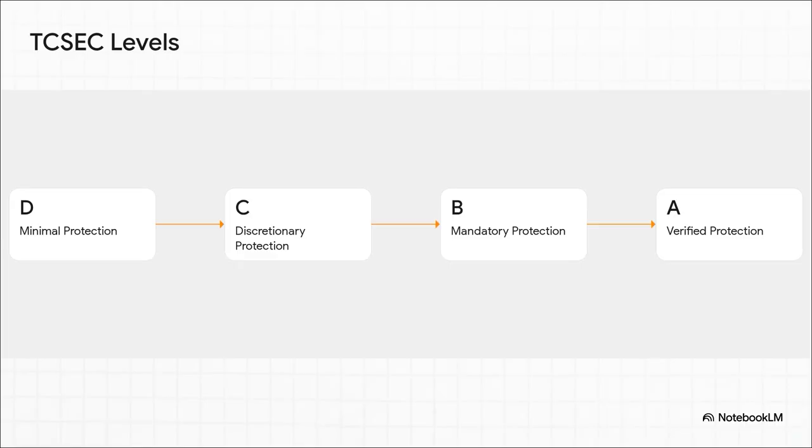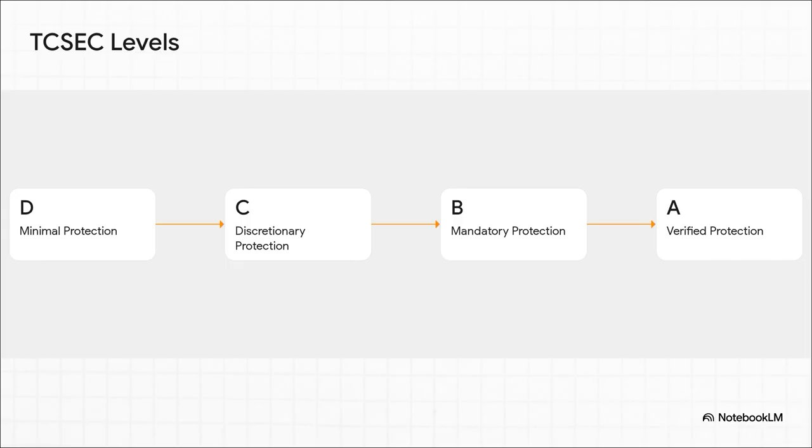The Orange Book, TCSEC, it was famous for its really straightforward rating system. Basically, systems got evaluated and then assigned a letter grade, from D for minimal protection all the way up to A for verified protection, which was the absolute highest level of trust.